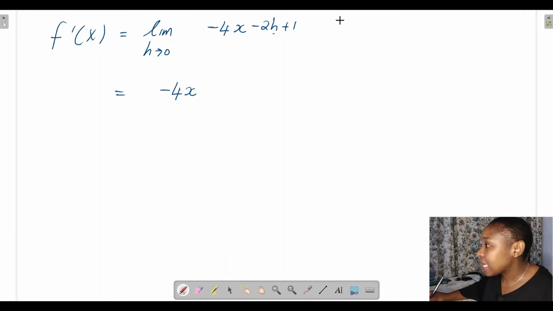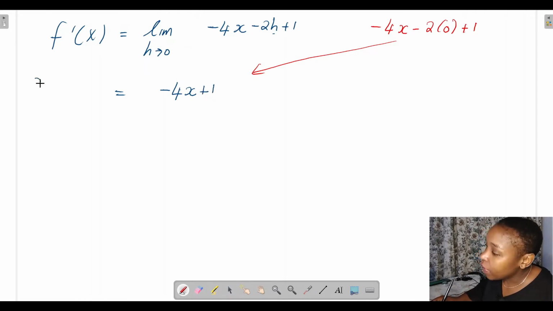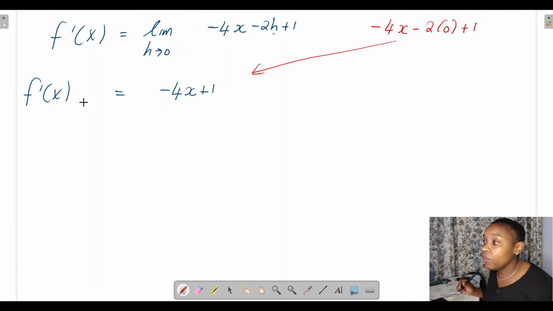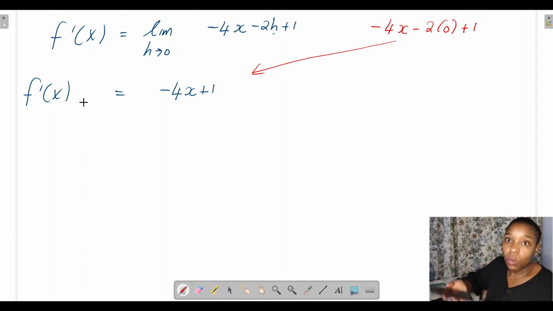I'm just going to do a side note here so you see what's going on. Negative 4x. We said where you see an h, you need to substitute it with 0, plus 1, right? So therefore, if you do that, what is your answer? It's going to be negative 4x minus 2 multiplied by 0 is 0, plus 1, right? Therefore, f prime of x is equal to negative 4x plus 1. So f prime of x is equal to negative 4x plus 1.